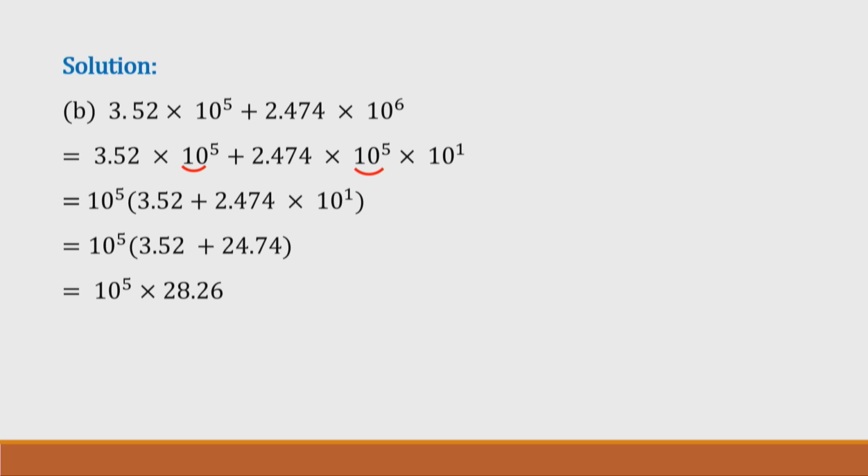So now I will add these two numbers, 3.52 plus 24.74, which gives me 28.26. So rewriting in standard form, I will get 28.26 as 2.826 times 10. Using the multiplication law of indices, I will get my final answer as 2.826 times 10 power 6.